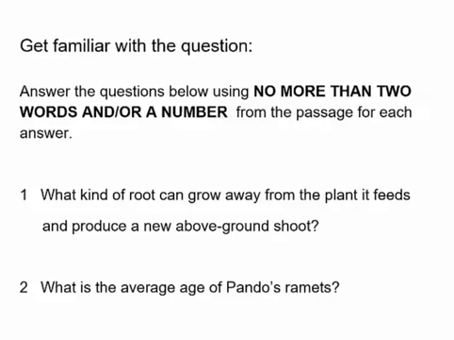Okay, but your job for this question type is going to be to answer these questions. Okay, you're going to have some full questions to look at. So in number 1 here, what kind of root can grow away from the plant it feeds and produce a new above ground shoot? Okay, a direct question that you need to answer by getting information from the text. All right, we'll take a close look at these questions in a moment.